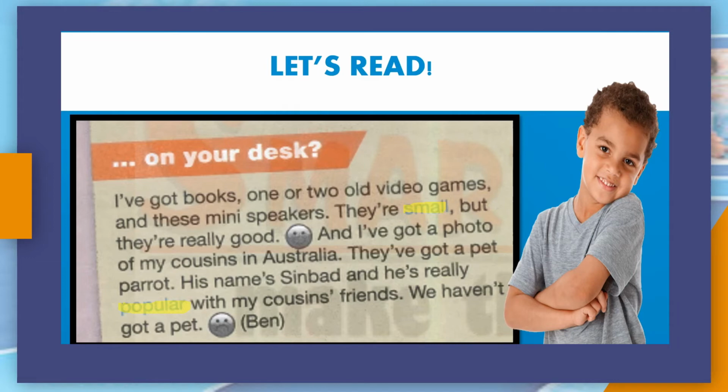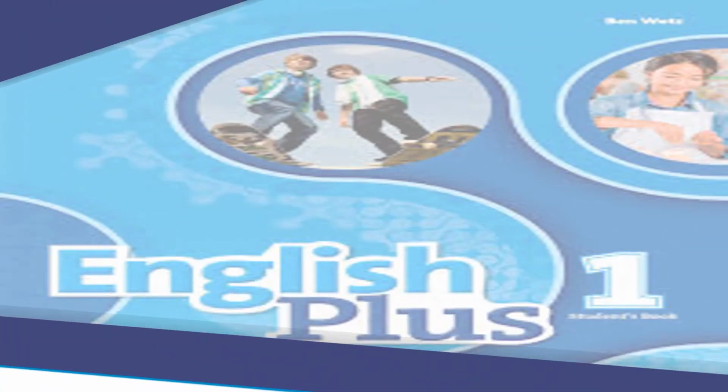Okay, so this boy is Ben. On his desk, he has got books, 1 or 2 old video games, and mini speakers. They are small, but they're really good. And then he has a photo of his cousin in Australia. His cousin has a pet parrot. The name of the parrot is Sinbad, and Sinbad is really popular with his cousin's friends. He doesn't have a pet. So here, your next adjectives are small and popular. What is the opposite meaning? So this is number 6 and 7, if I'm not mistaken.